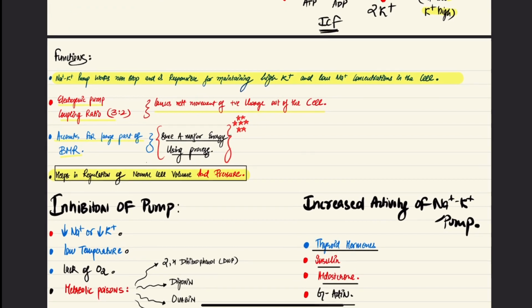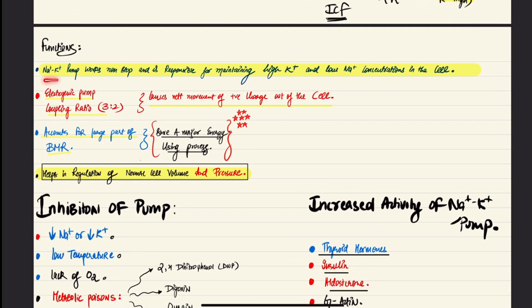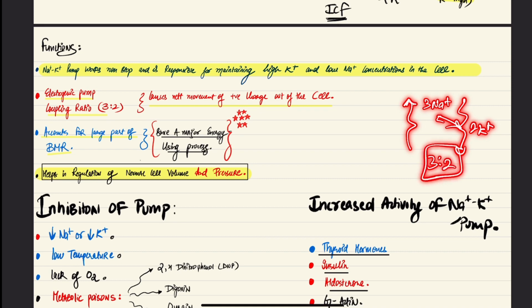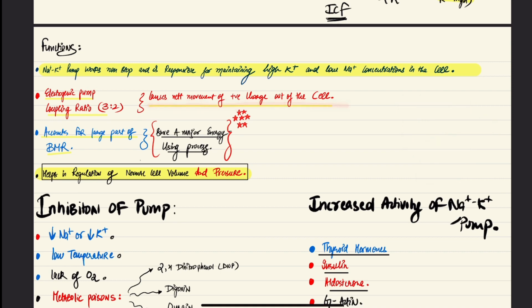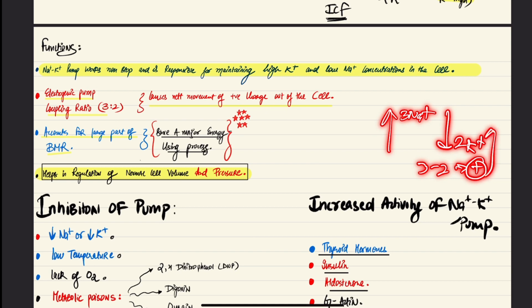So let's talk about some functions of the sodium potassium pump. It works non-stop and is responsible for maintaining a high K plus and low Na plus concentration in the cell. It is an electrogenic pump with a coupling ratio of 3:2. What is the coupling ratio? It is how the pump couples the ions: it exports 3 Na plus outside and 2 K plus inside, therefore the coupling ratio is 3:2. It causes the movement of positive charge out of the cell. If 3 Na plus move outside and 2 K plus come inside, then 3 minus 2, 1 positive charge is moving out of the cell.